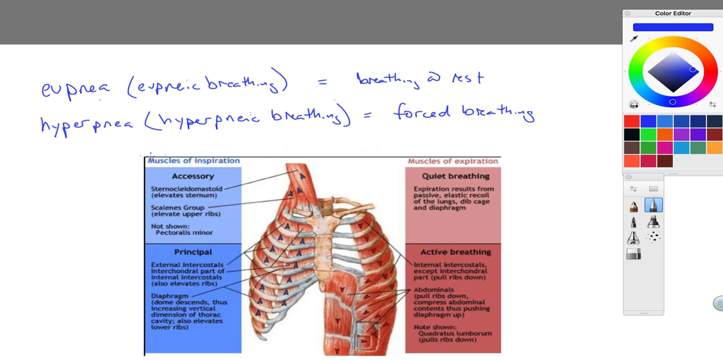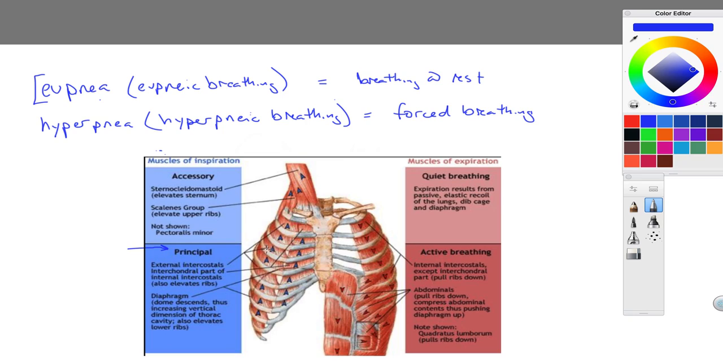And so let's focus on our muscles of inspiration and the muscles of expiration here, left and right, in blue and in red. And let's focus on eupnea first, eupneic breathing. This one's really easy. For the principal muscles you see listed here, those would be the muscles involved in eupneic inspiration, right? And that's going to involve essentially the external intercostal muscles, the ones between the ribs.